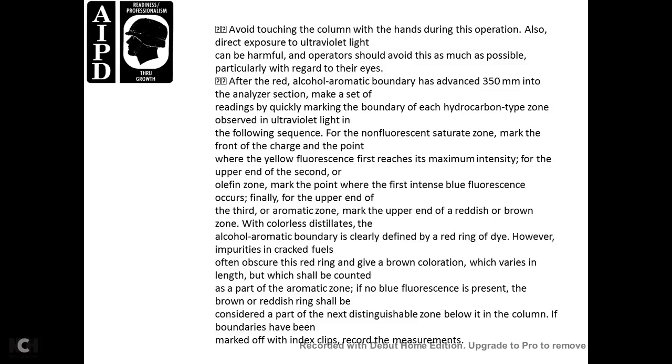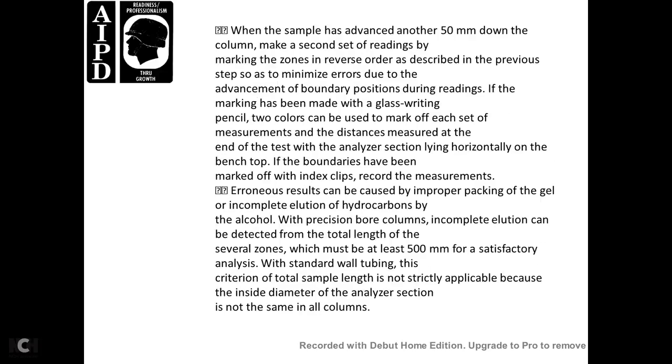be marked. The colored distillate alcoholic aromatic boundary is clearly defined by the red ring of the dye, however the impurities of cracked fuels often obscure the red ring, giving a brown color band that varies in length, which shall then be counted as part of the aromatic zone. If no fluorescence is present, the brown and reddish ring shall be considered a part of the next distinguishable zone below the column. Mark the boundaries with the index clips and record the measurements.